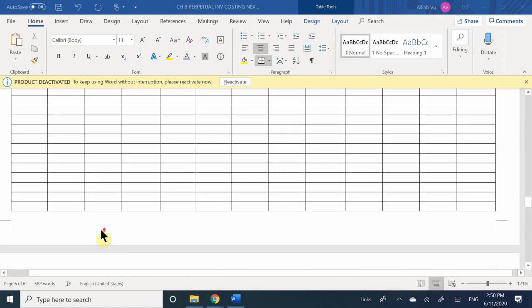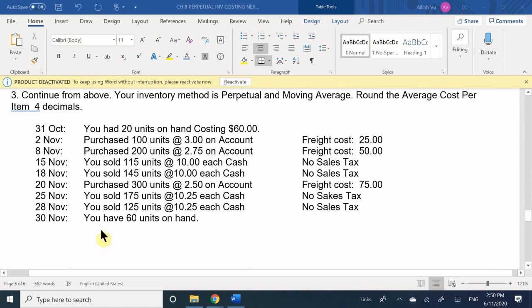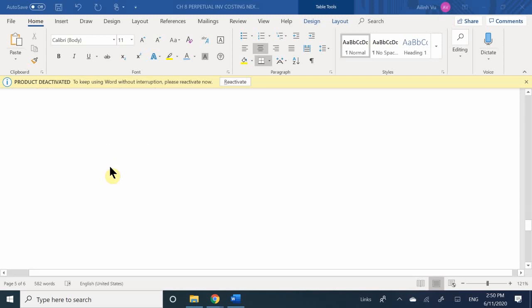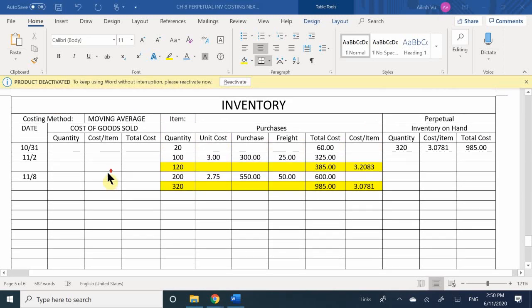Now what happened next? Oops, I went too far up. Okay, 15 November, we sold 115 units. So on November 15, I sold 115 units. We don't need to do any split costing because we only have one batch to focus on.